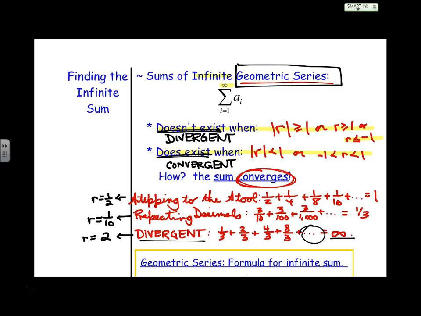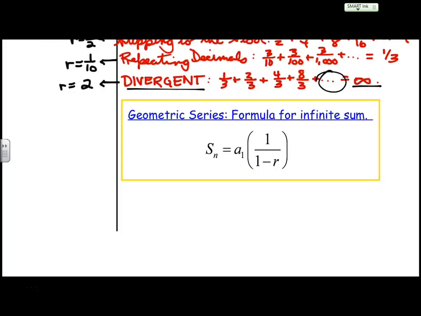If the absolute value of R is less than 1, or the magnitude of R is less than 1, so R is between negative 1 and 1, the sum does exist. The series is called convergent, and this is how you find it. Go. The formula for the infinite sum, if it exists.